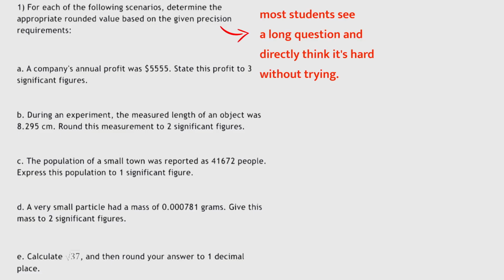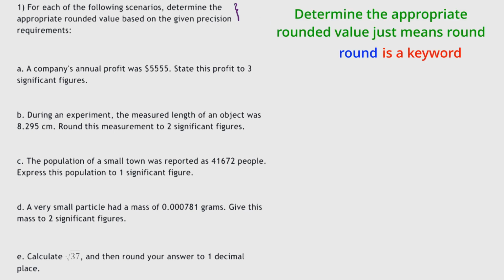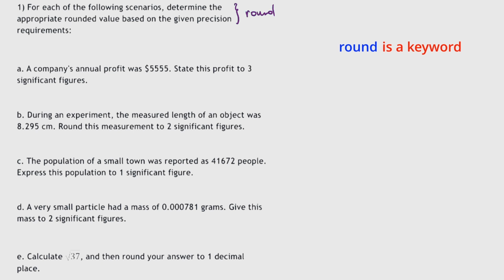For each of the following scenarios, determine the appropriate rounded value based on the given precision. This means that the question is asking us to round. Now, a company's annual profit was $5,555. State this profit to three significant figures. This means we have to round this number to three significant figures.